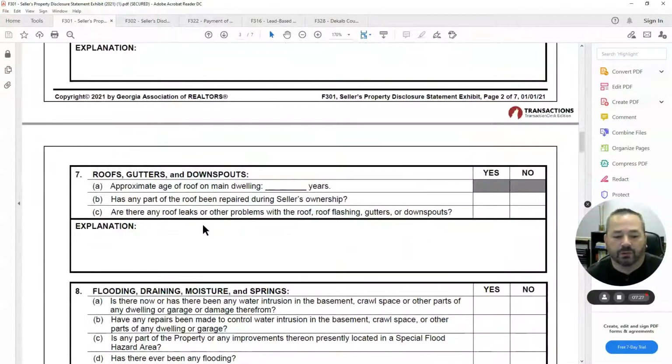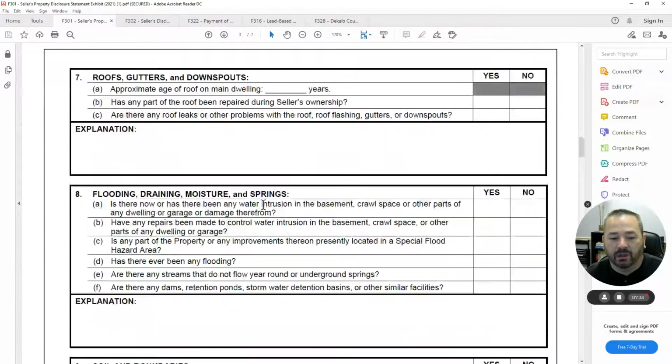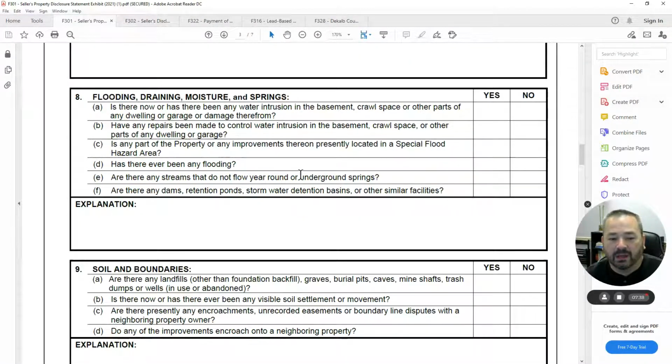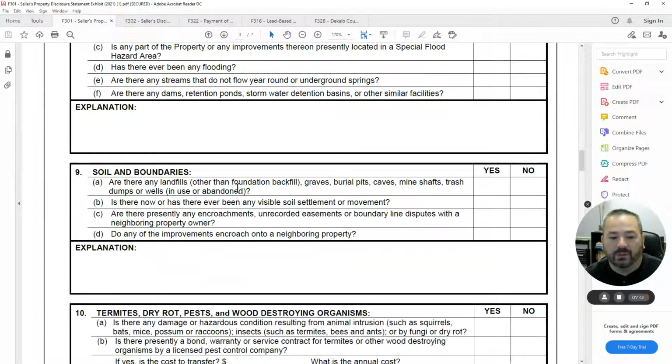Other disclosures: roof, gutters, and downspouts. How old is the roof? Has any of it been repaired during the ownership? Are there any current leaks? Has the property ever had any issues with flooding? Okay. Are there any landfills or any settlement taking place anywhere around the property?